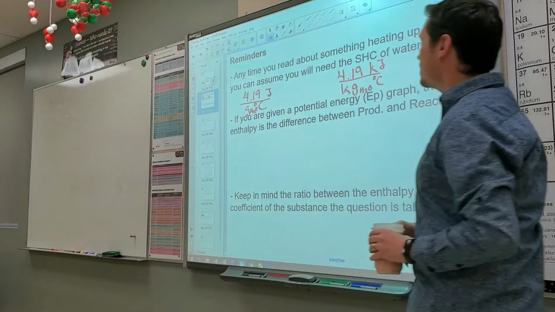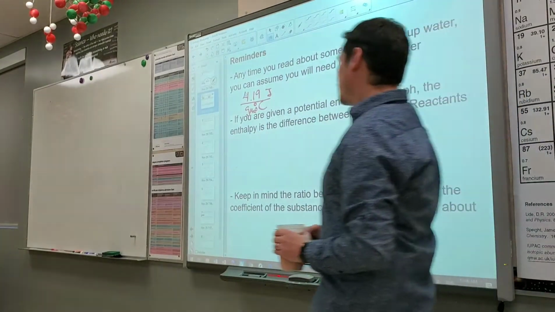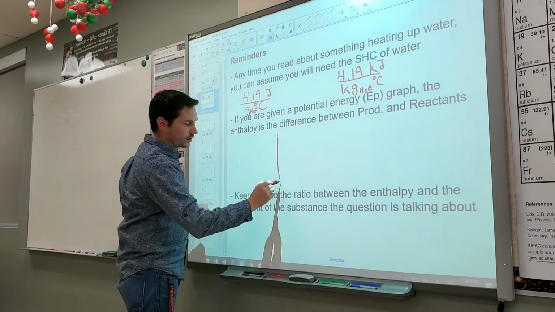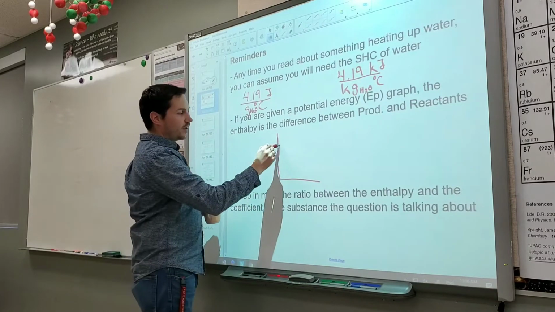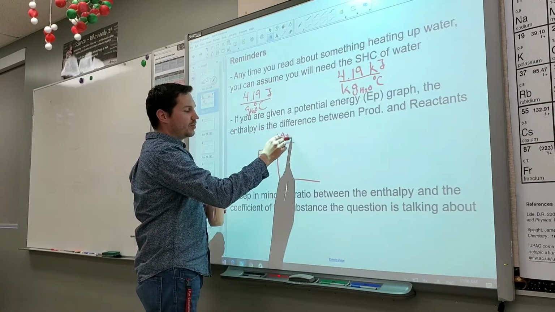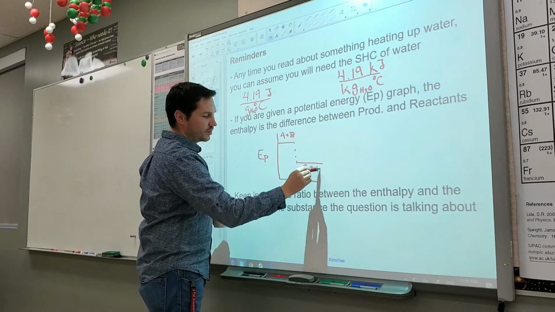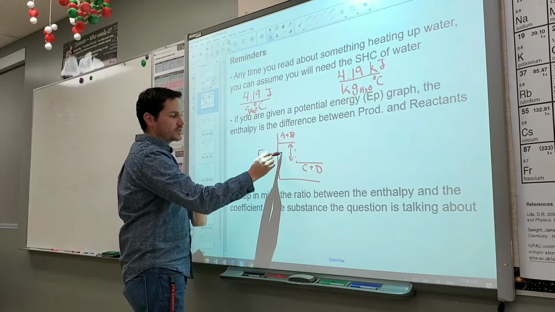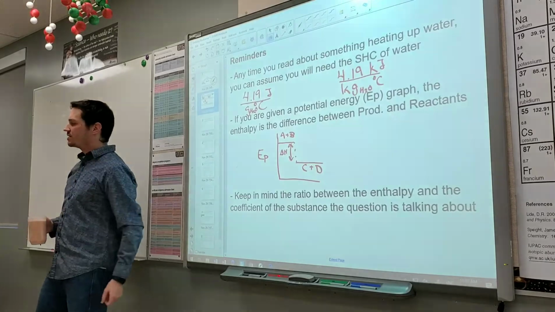If you're given a potential energy graph, remember the enthalpy is always the difference between the products and the reactants. So like we were talking about there, if I had my potential energy, and let's say I had A plus B gives us C plus D, then our enthalpy is obviously just the difference between the two. So just take those energies and subtract them.